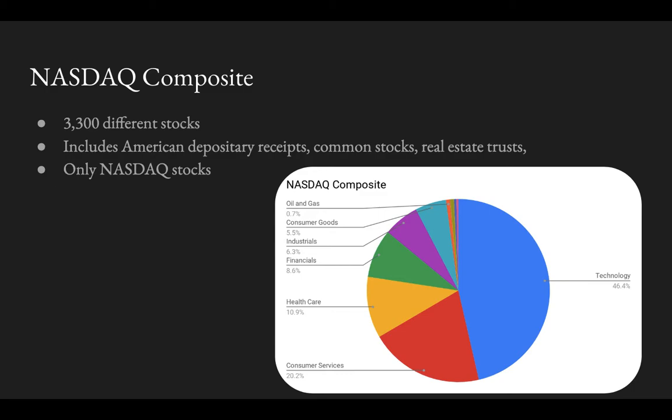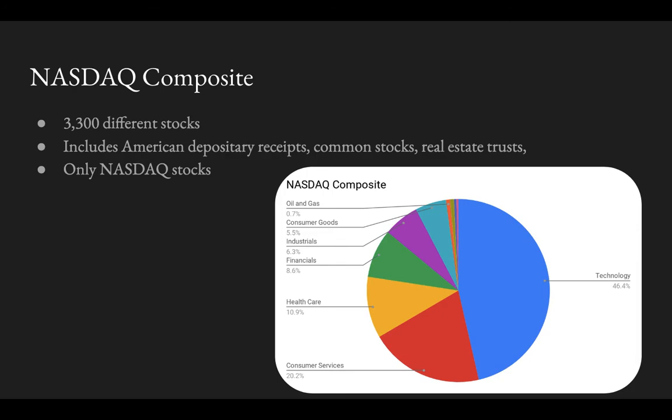And then the final index that we're going to discuss today is the Nasdaq Composite Index. If you think back to our last lesson, you might think, wait, wasn't there an exchange called the Nasdaq Exchange? Well, yes, and the Nasdaq Exchange was for tech-heavy companies. So similarly, the Nasdaq Composite Index has 3,300 different stocks, way more than the S&P 500 and the Dow Jones. But the companies in the Nasdaq Composite Index are only Nasdaq stocks, and because they're only Nasdaq stocks, they're only tech stocks.